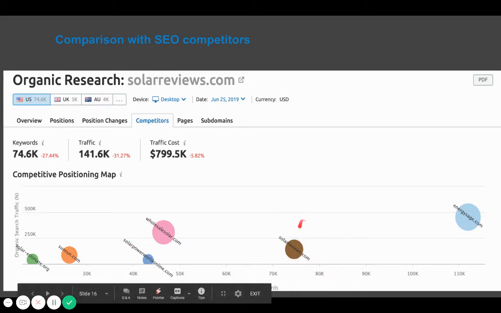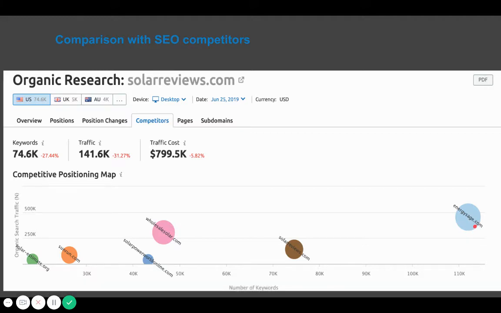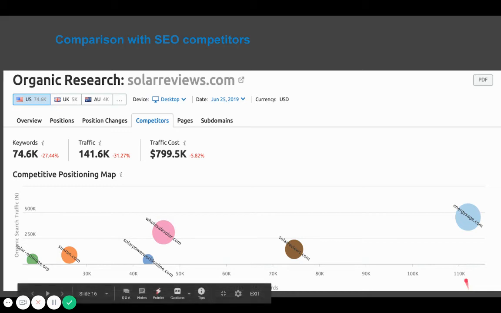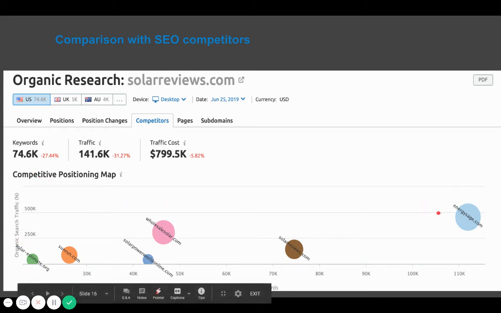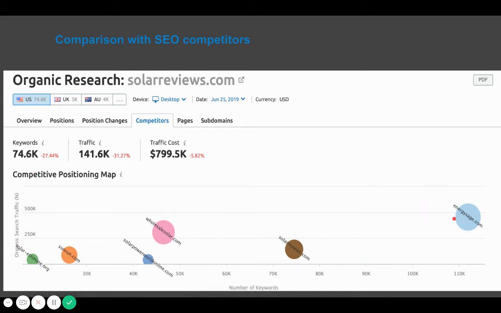You also have to point out that sometimes for solar reviews, they are local searches, so local targeting pages rank better than EnergySage. But overall, EnergySage just does better content marketing. In terms of the number of keywords they rank for and the overall organic search traffic, they are just so much better than all of their competitors.